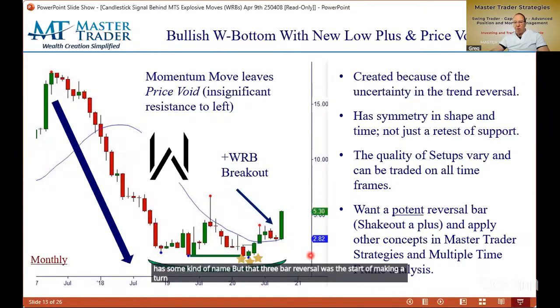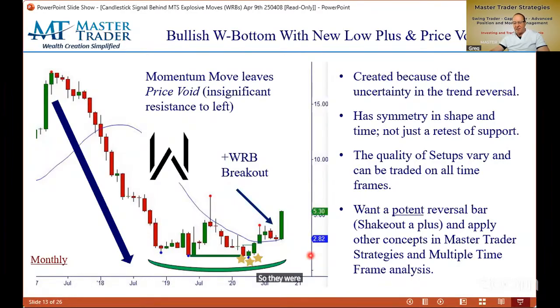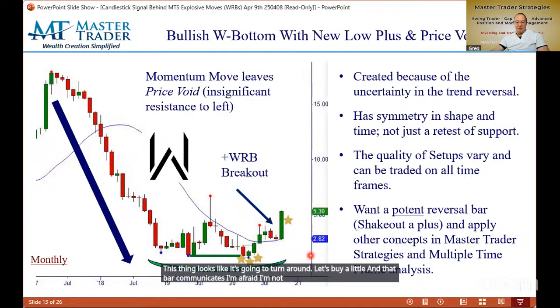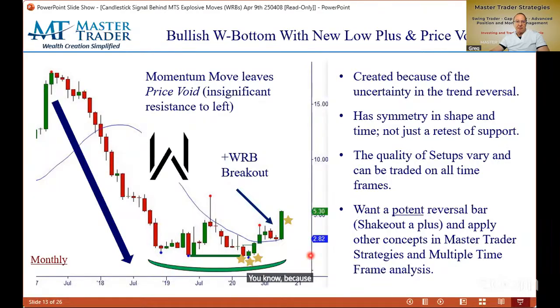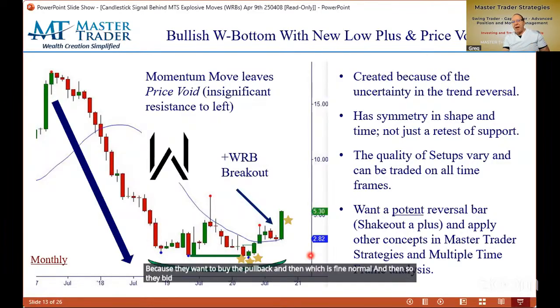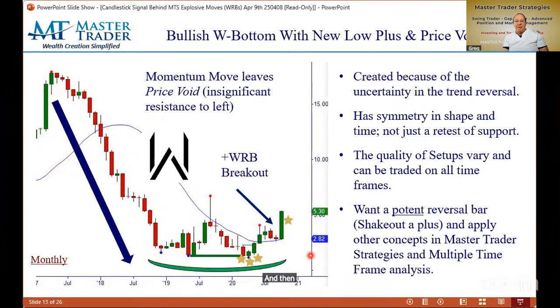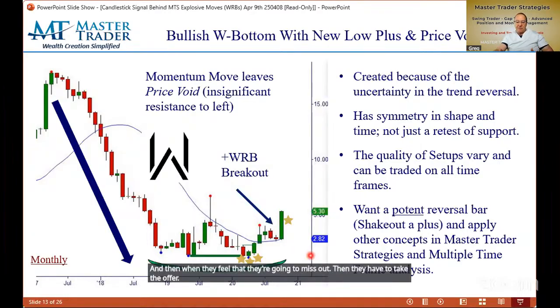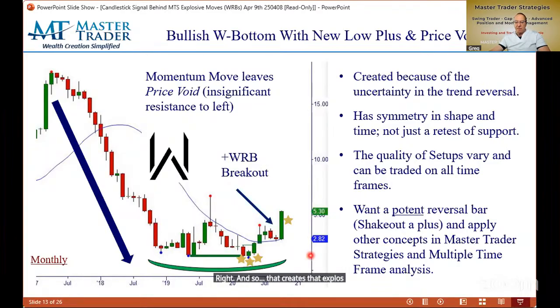But the bars were small, so they were kind of like, you know what? This thing looks like it's going to turn around. Let's buy a little. And that bar communicates, I'm afraid I'm not going to get in, because they want to buy the pullback, which is fine, normal. And then they bid for buying near the lows, trying to get in again to accumulate a big enough position. And when they feel that they're going to miss out, then they have to take the offer, right? And so that creates that explosive wide range bar.